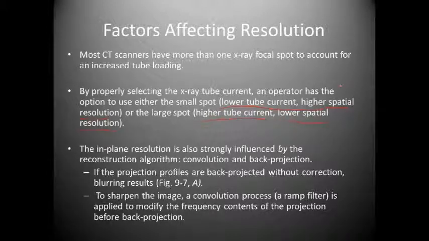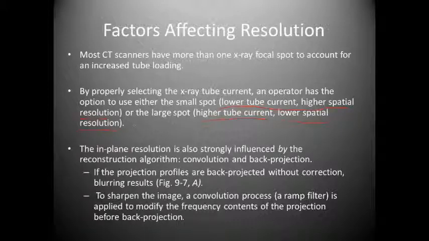So basically, how well are you going to be able to distinguish small things that have great density differences? The small focal spot is going to be able to do it very well, but the large focal spot is not going to be able to do it very well. But the trade-off is you can utilize a higher tube current and you can penetrate larger patients or more dense areas with the large focal spot.